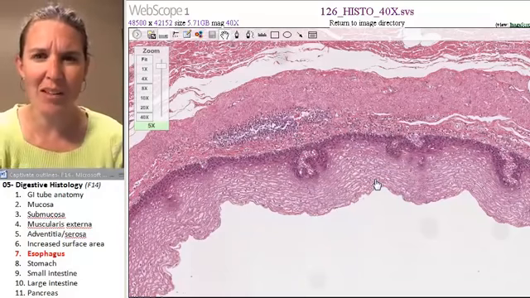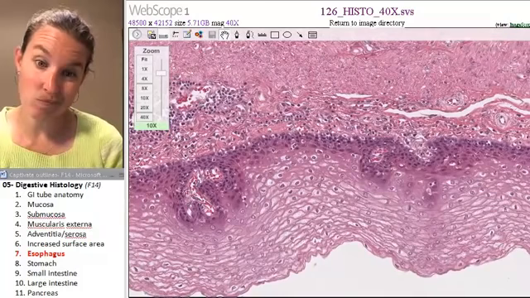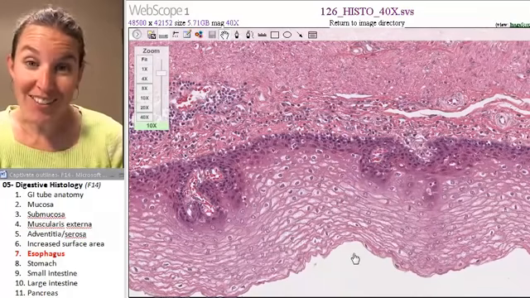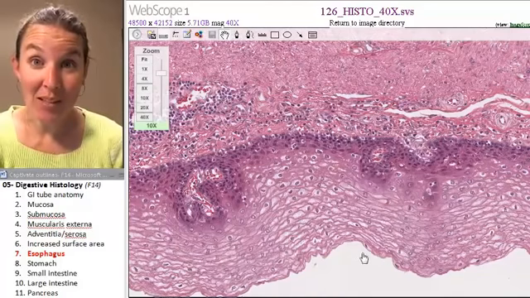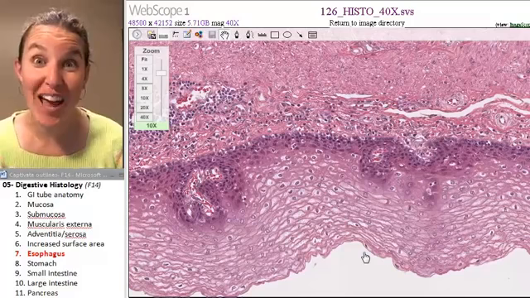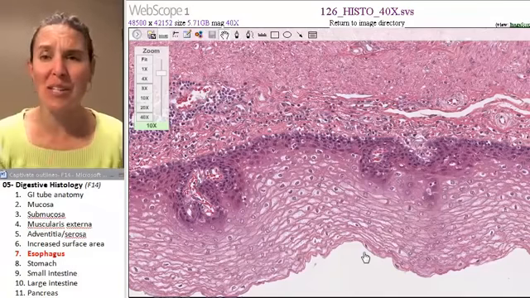What kind of epithelium do you see here? What does that look like? It is quintessential stratified squamous epithelial tissue. Done. First things first, check the epithelium. If it's stratified squamous, you know you're in the esophagus.